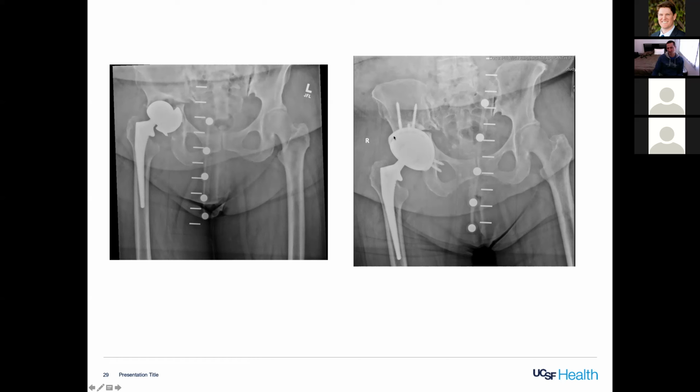And she had a transverse fracture that required us to essentially use a distraction technique and kind of use the cup as a bridge in between the two. She ended up doing fine.